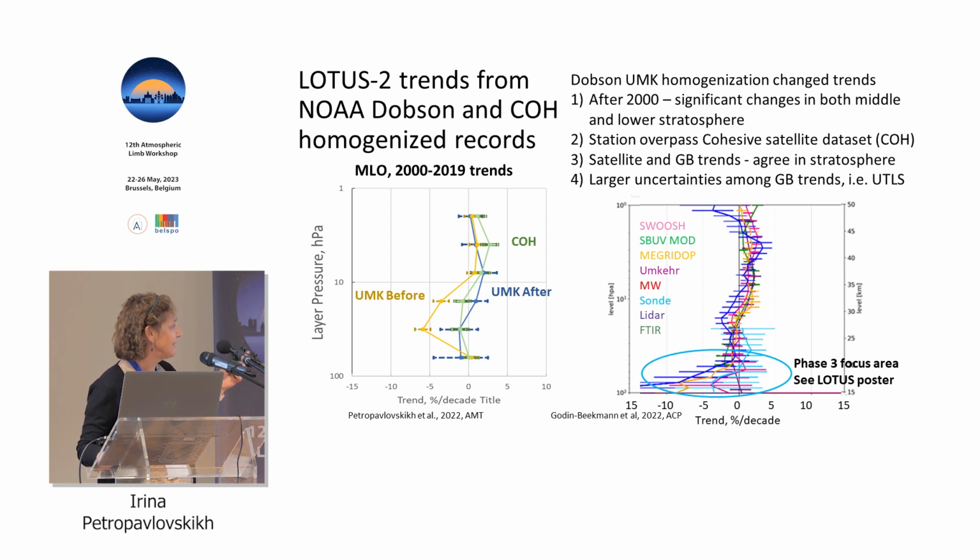And so after we've done this, we derived trends from the COH data set from NOAA and UMKIR, and so the trends agree much better after we've done some corrections. On the right side, you will see the plot that came from the Sophie Gadas paper with multiple curves. That shows you if you take monthly records, you have UMKIR, microwave, sound, LiDAR, FTIR, and you have three merged data sets that come from SWOOSH, SBV, MODIS, and MIGRI-DOP that you already heard this time. So they all pretty much agree within the uncertainties in the tropics.